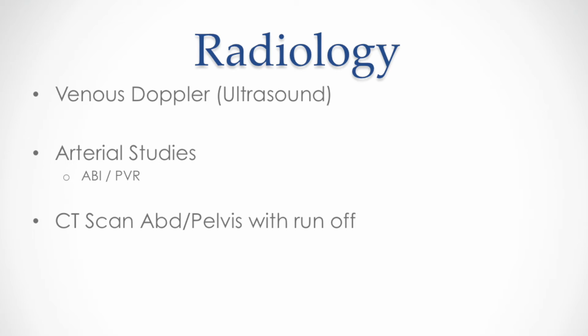The two studies that we get done from the emergency room would be venous Doppler and arterial studies. Sometimes we go ahead and get the CAT scan with runoff if we're suspicious of a clot in the arterial system. However, we usually do this in conjunction with the vascular surgery team.